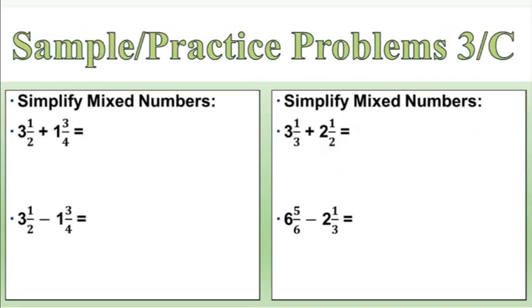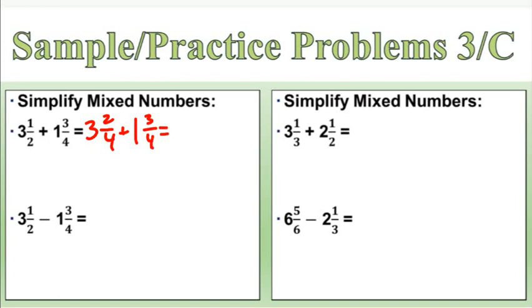Now with mixed numbers, remember you add the whole numbers, and then you add the fractions. But before we can add the fractions, we need to have common denominators. The common denominator of 2 and 4 is 4. So right now I have 3 and 2/4 plus 1 and 3/4.